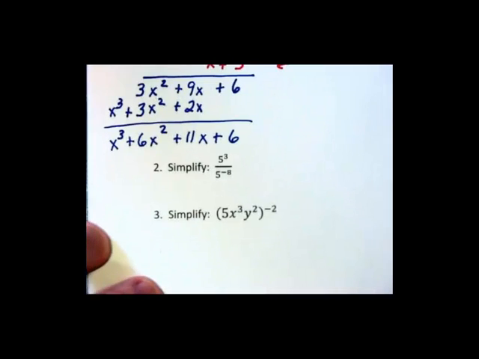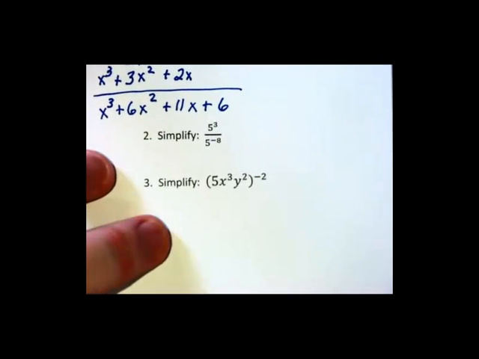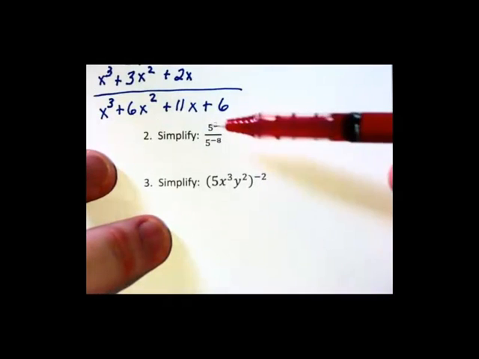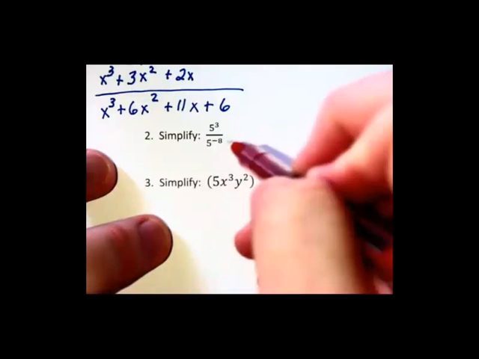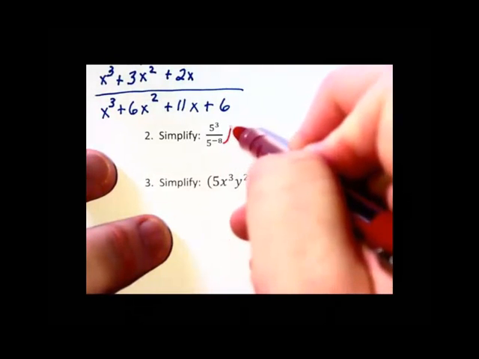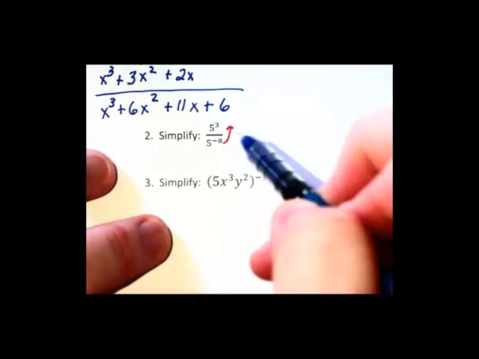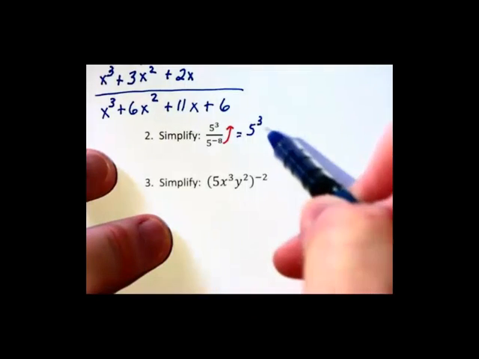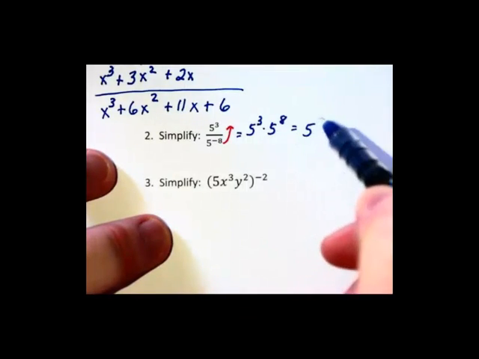Problem number 2 here. We see 5 to the third divided by 5 to the negative 8th. We have a couple ways of looking at that. We can either go 3 minus a negative 8, which becomes 3 plus 8, or you can think of this negative exponent moving that 5 to the 8th upstairs, giving you 5 to the third times 5 to the 8th, which is 5 to the 11th.